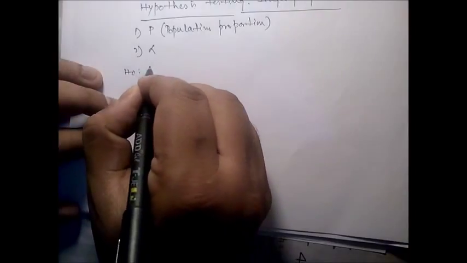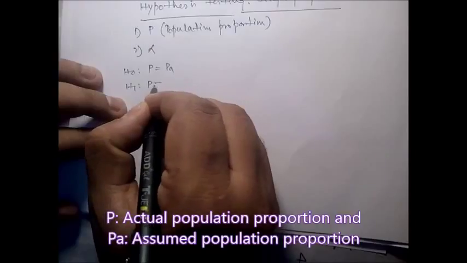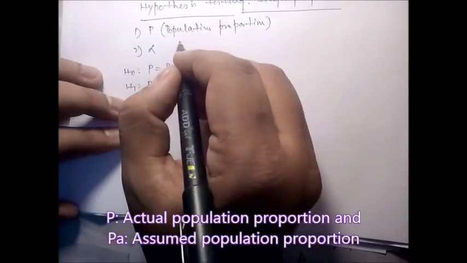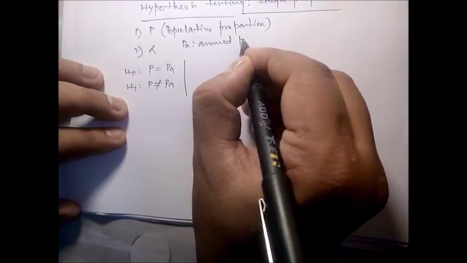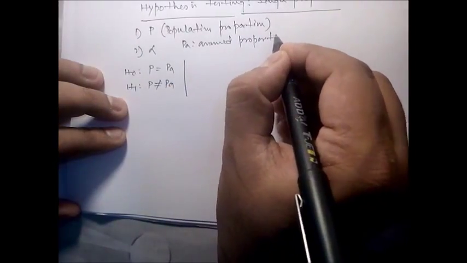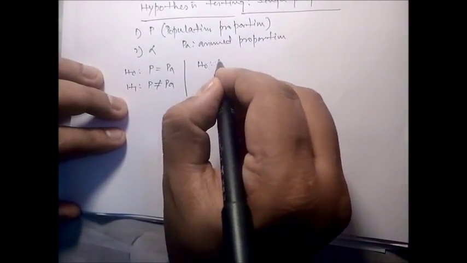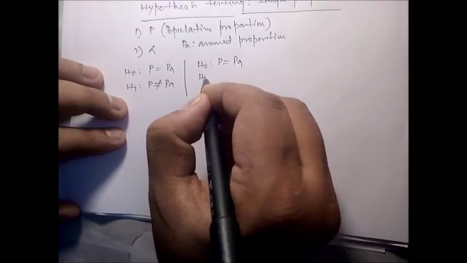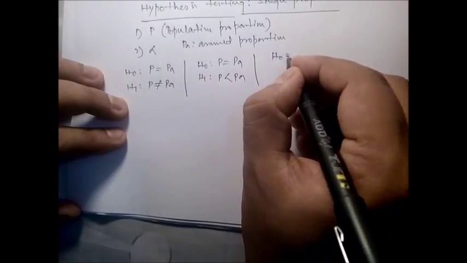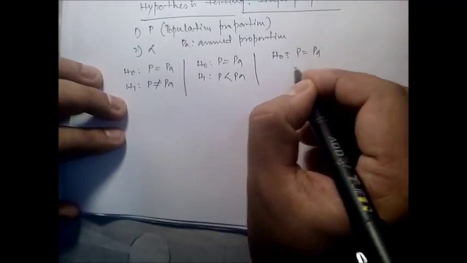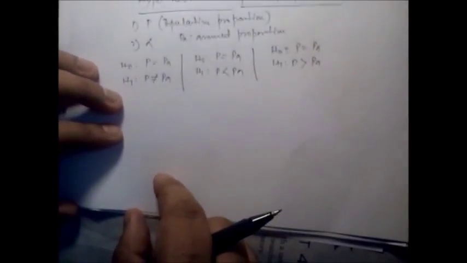Now, for a two-tailed test, the null is P equal to PA and the alternative is P should not be PA. So what is PA? PA is the assumed proportion. For a left-tailed test, the null is P equal to PA and the alternative is P less than PA. For a right-tailed test, P is equal to PA and the alternative is P greater than PA. Okay.